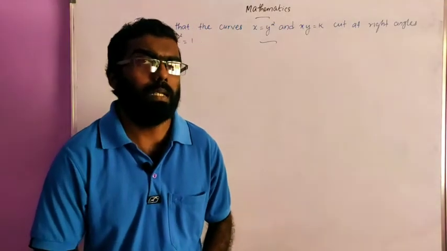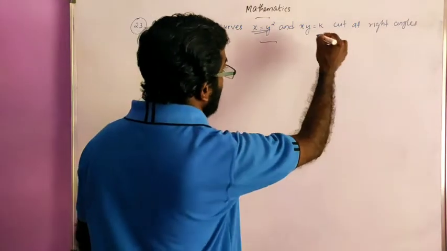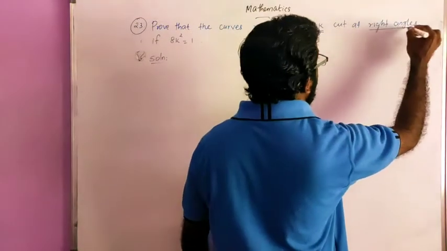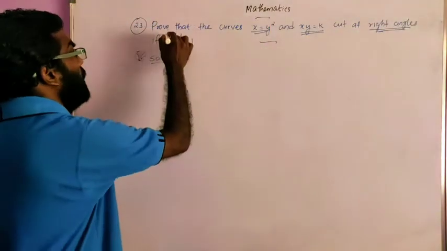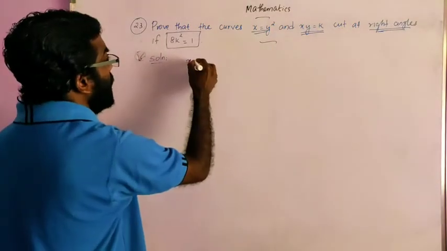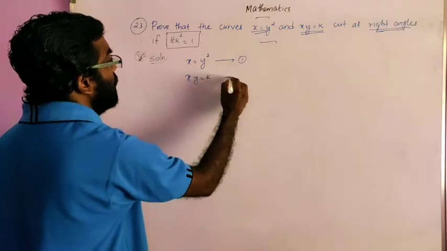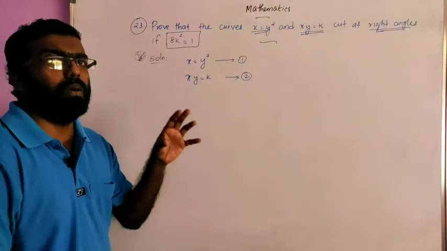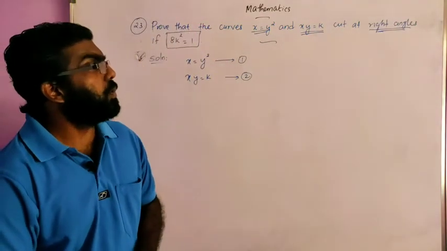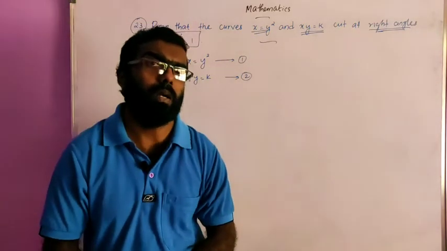Now we move on to question number 23. It's a very important question. Prove that the curves x = y² and xy = k cut at right angles if 8k² = 1. Here we are given two curves. One is x equal to y² and the second one is xy equal to k. We have to prove these two curves cut at right angles if 8k² is equal to 1.